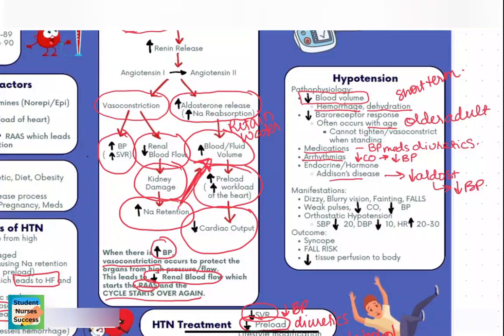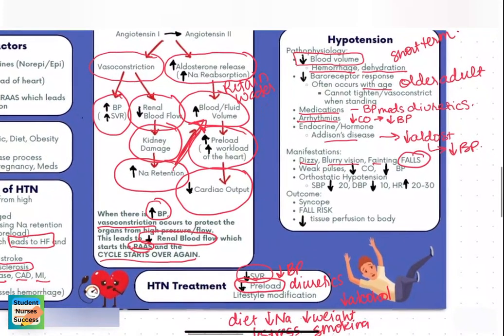Manifestations of low blood pressure include dizziness, blurry vision, fainting, and the big one is falls. I have a picture down here to remind you, falls are really one of the outcomes that we're concerned about with low blood pressure. People can get hurt when they fall. Other manifestations are weak pulses, a decrease in cardiac output, and obviously you'll see that decrease in blood pressure.